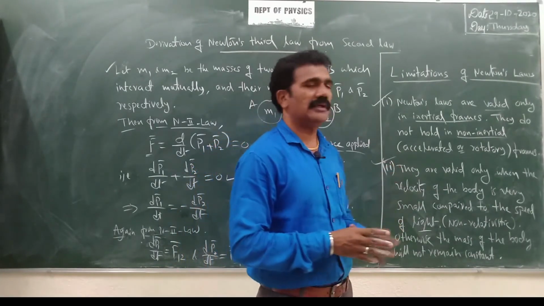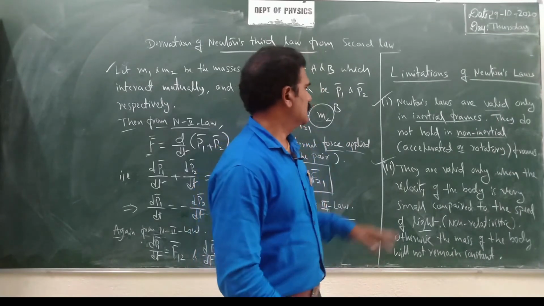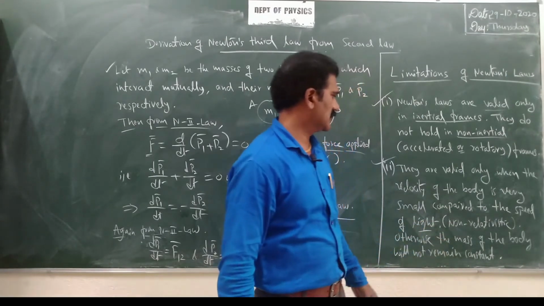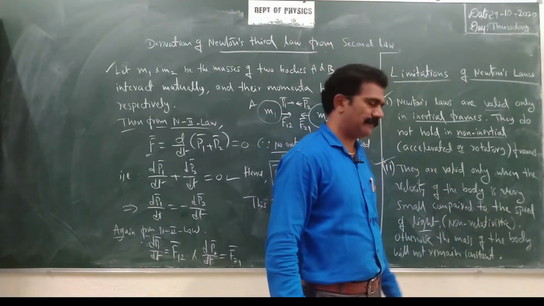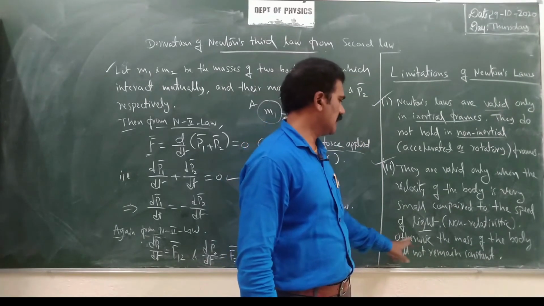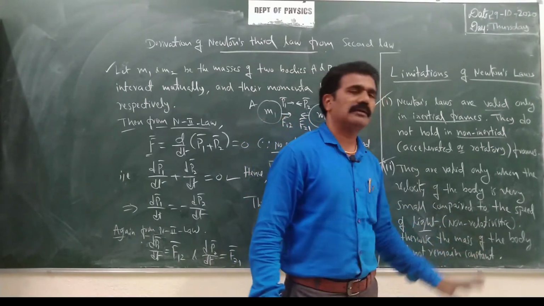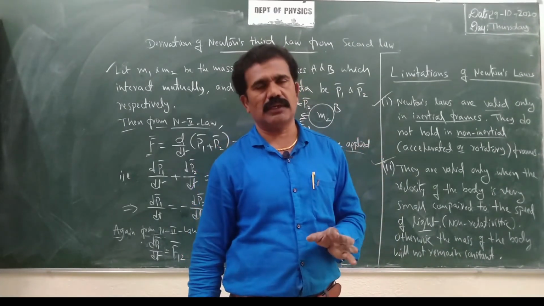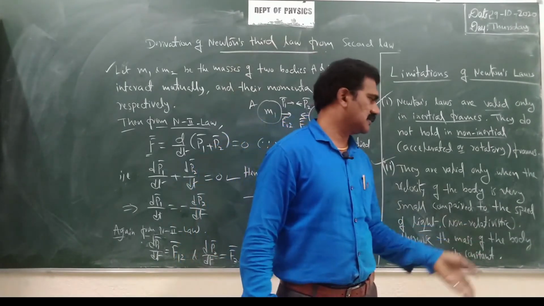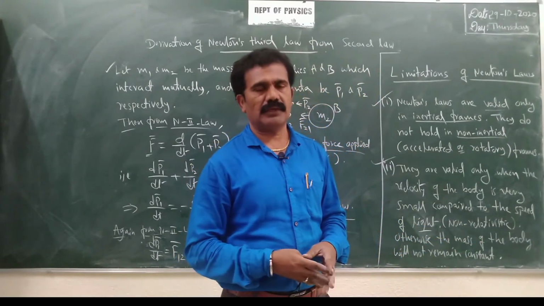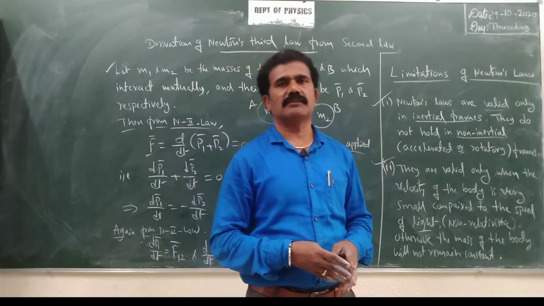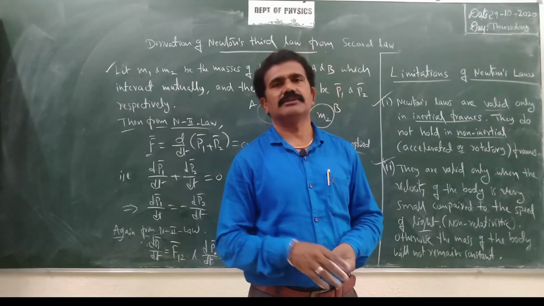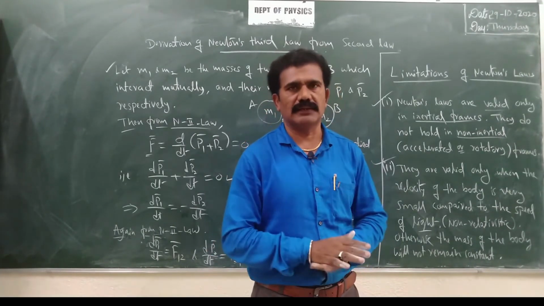So we call it a limitation again of Newton's laws. They are valid only when the velocity of the body is very small compared to the speed of light. That means it is always non-relativistic. Otherwise, as I said, the mass of the body will not remain constant. In this case you have to assume that mass is always constant. In fact, the mass is not constant in relativistic theory. Mass changes when the velocity of the body is nearly equal to the velocity of light. We can discuss that later in the next chapters, when we come across the theory of relativity.